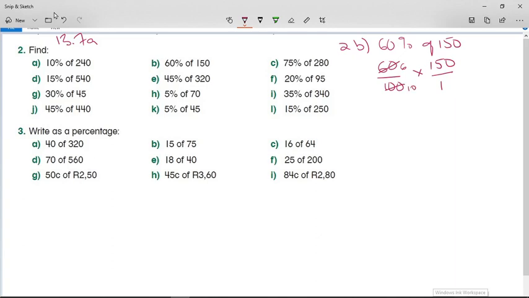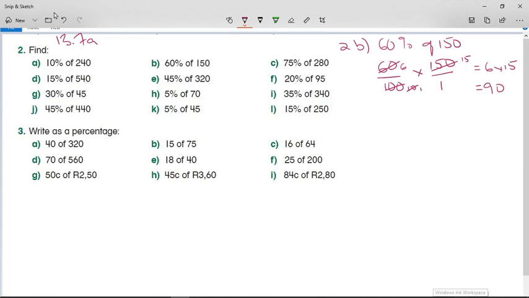Okay. And then look, I've got 150 and I've got 10 on the bottom. So 10 divided by 10 is 1. 150 divided by 10 is 15. So I'm left with 1 times 1 on the bottom, which is 1, and 6 times 15 on the top. So 6 times 15, I think, is 90. Okay, so let me do another one so you can see that again.